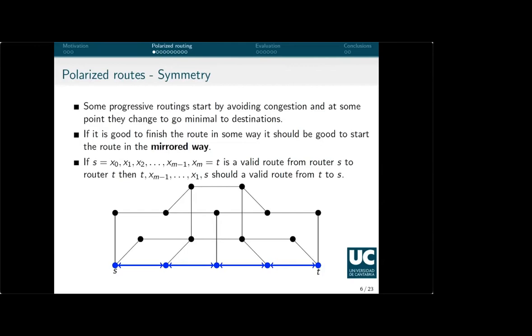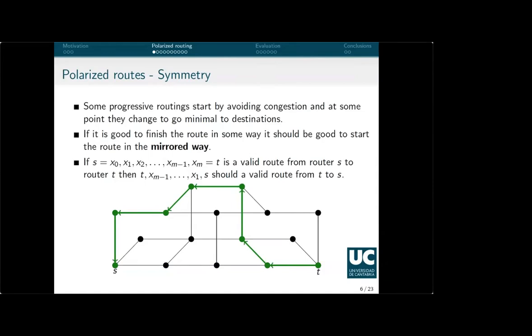In the figure, we see some routers as circles. If S is the source of a packet which has T as destination, then the blue path is the minimal path. The reversed path is the minimal path from T to S, so it's natural to have it also available. Now, a longer path is shown in green. The symmetry property says that the reverse should be a valid path from T to S. We see here the links in the opposite direction.